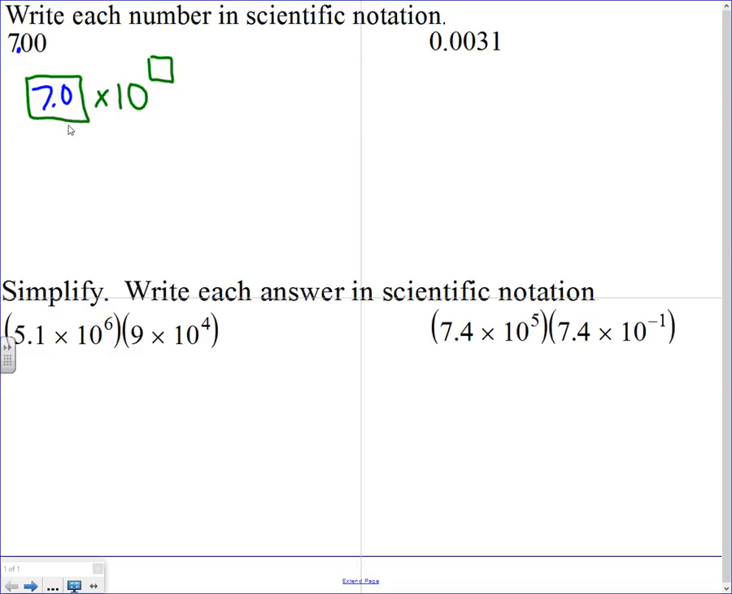And now you have to tell me how I can make this number become like the original number. Well, I have to move the decimal one, two places. Because I move it to the right, it'll be 2. Remember, if the decimal needs to be moved to the right, it'll be positive. If you need to move it to the left, it'll be negative. So the answer will be 7.0 times 10 to the 2.